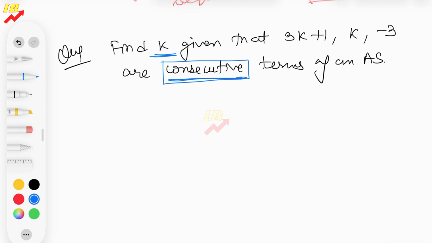Similarly, this means that this one is your u1, this one is your u2, and this one is your u3, correct? Now nothing else is given to me. I have your third term, but I don't know my first term, right? So what I'm going to do is, I'm going to compare them on the basis of common difference.